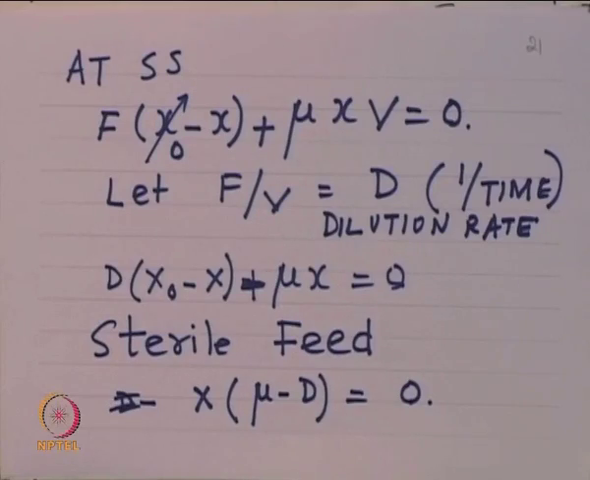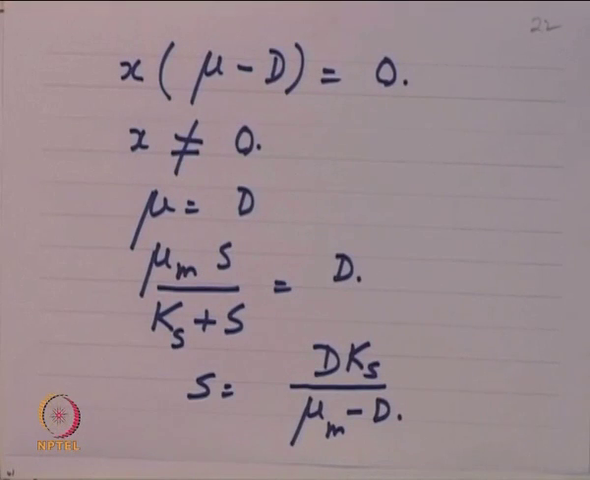Now, after all, we are spending money constructing all this equipment because we want to grow the cell, correct? So, we are interested in the non-trivial solution to the problem. x equal to 0 is really not of our interest. We will look at it later, but for the moment, our interest is to grow the cell. Therefore, x not equal to 0, the non-trivial solution, is what we are looking for. So, when x is not 0, mu equal to D is our solution. When x not equal to 0, the solution to this algebraic equation is mu equal to D.